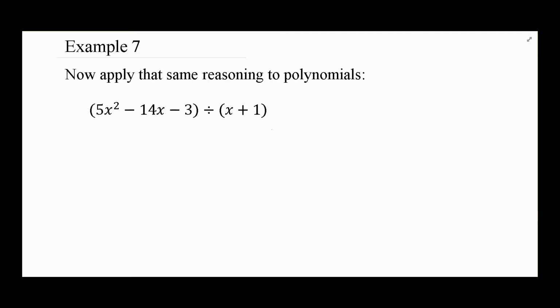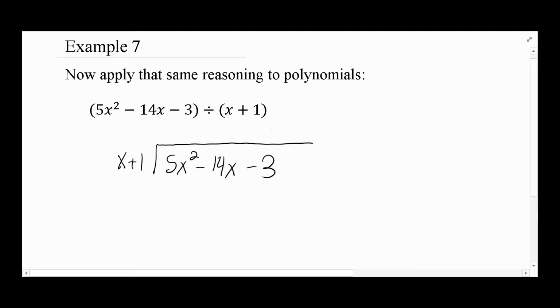An example of a division problem. And in this situation, we will be using long division of polynomials because what we're dividing by has more than one term. What we're dividing by over here has 2 terms: the x plus 1. So we want to start off by rewriting this as long division. Put the x plus 1 on the outside, and on the inside we put the 5x squared minus 14x minus 3.